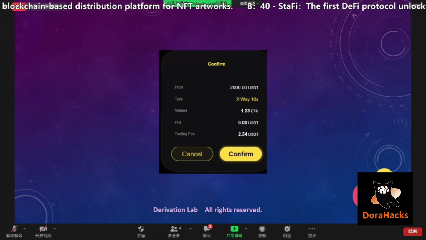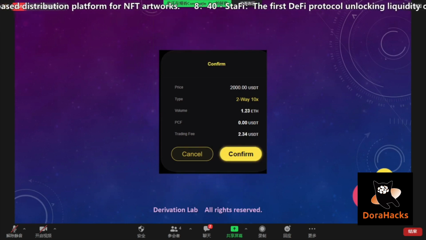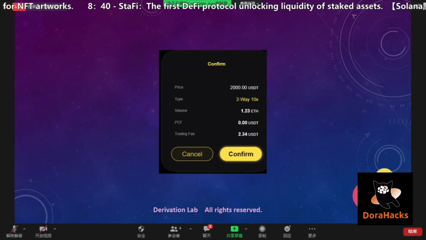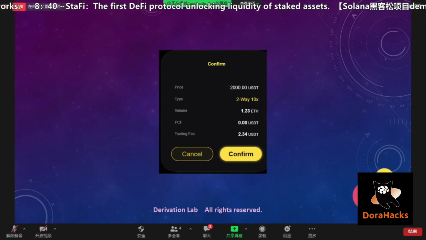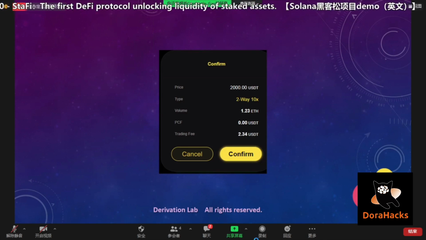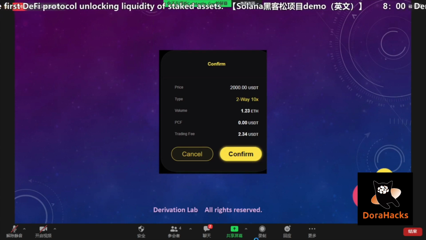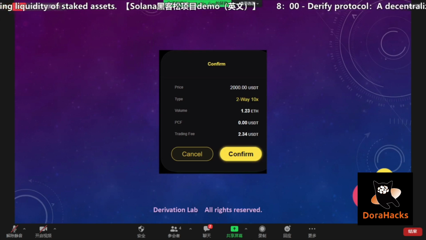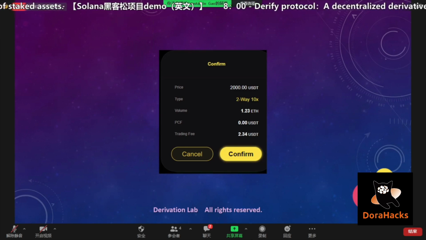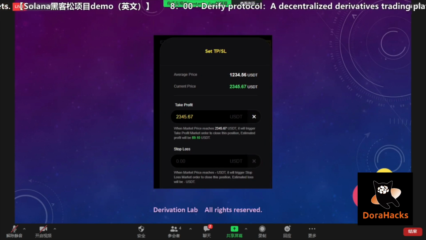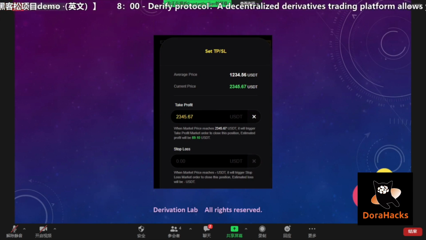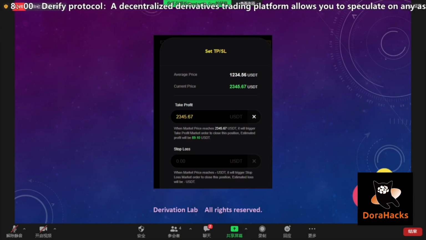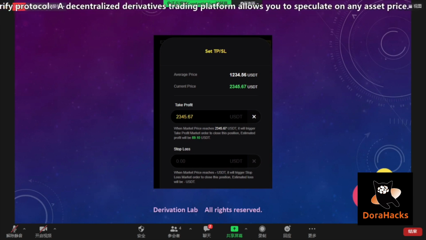And also, this is the interface when you are confirming your trade. So you will see the price, the type of your trading, how much and your volume, and the PCF you are going to pay, and the trading fees. The trading fees are super low because we are using better blockchains like Solana or side chains of Ethereum. So the price will be super low and the performance will be very high. And also you can set take profit or stop loss orders, just like when you're using centralized exchanges. This is something that is really hard for a DEX to actually achieve.